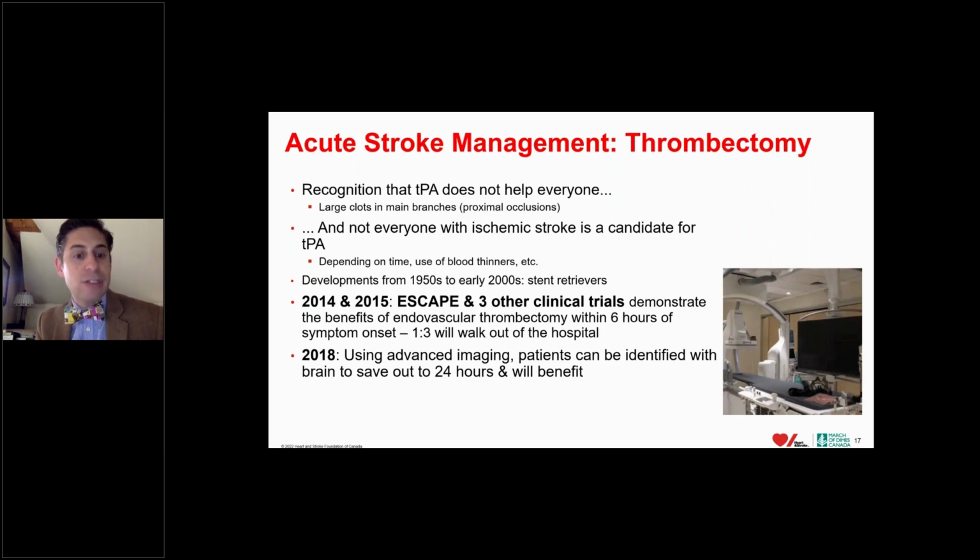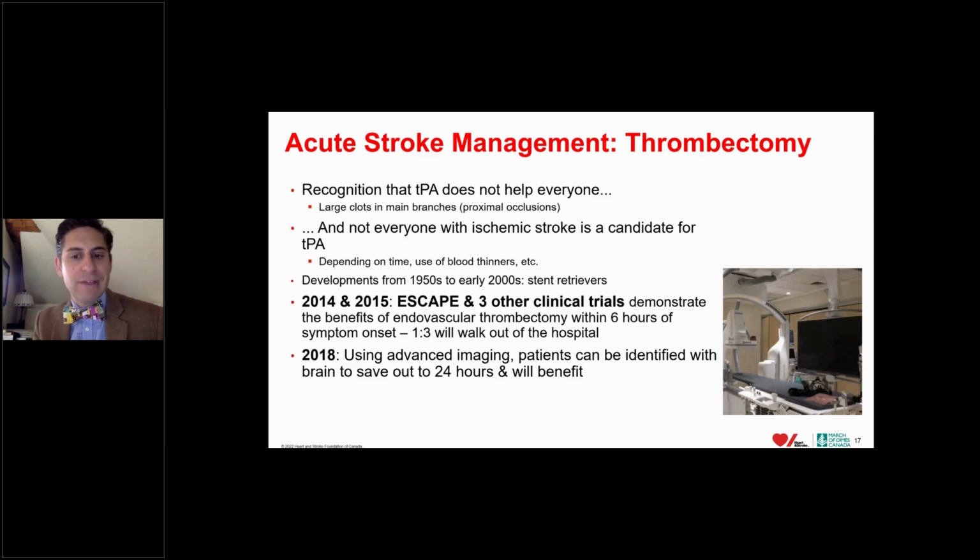And it wasn't until late 2014 and early 2015 that a number of clinical trials, most prominently the ESCAPE trial, a Canadian-led study based out of Calgary, established that yes, this treatment of endovascular thrombectomy could be very effective at helping people experience improvement of blood flow in the brain during the first 6 hours after stroke. That now 1 in 3 patients who would otherwise have been disabled will be able to walk out of the hospital with no disability.